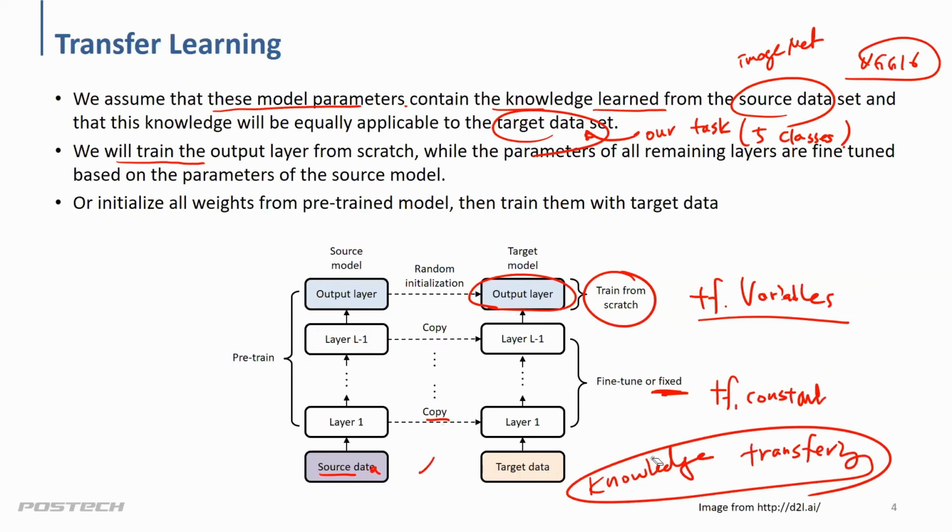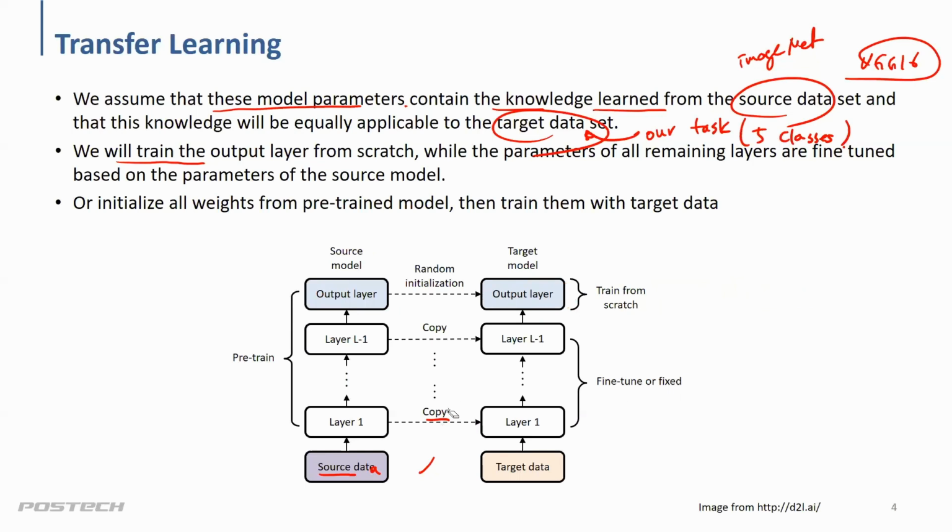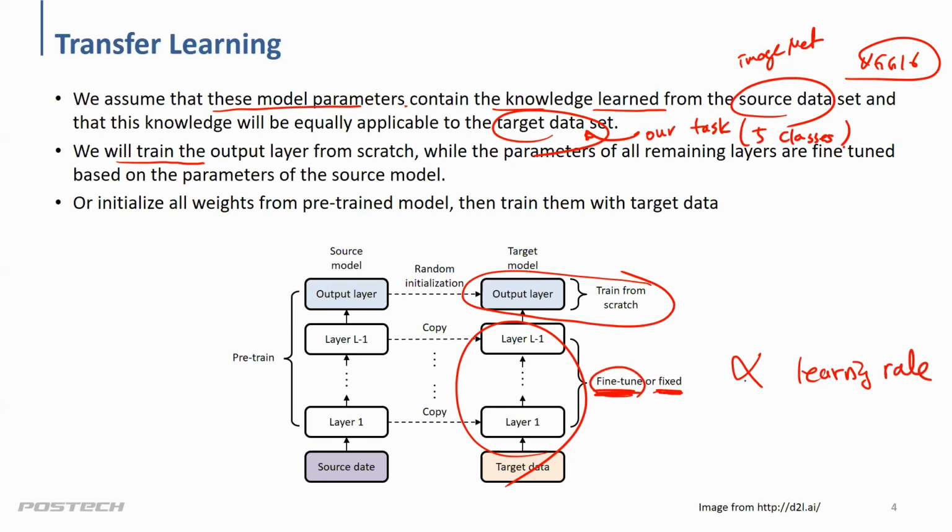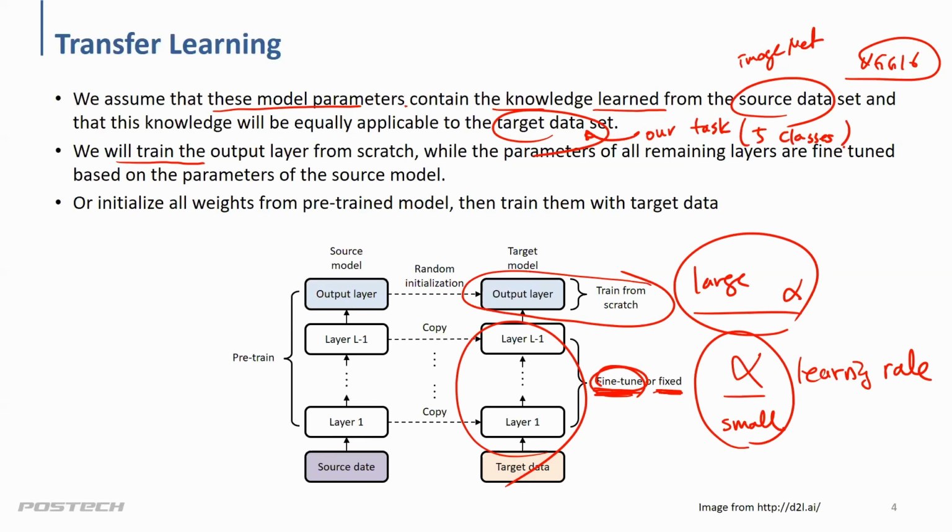Let me summarize two things. Here is fine-tune and fixed. There are two options. You can fix these values and only train the classifier part. Fine-tune means that, over here, you remember alpha is the learning rate, right? Fine tuning means that you use a small alpha here, and over here you have a large alpha. And fixed means it's tf.constant, so there are no options, it's fixed.